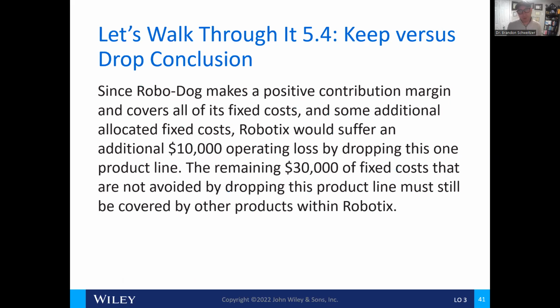So although we're losing money by selling the Robo Dog, we're losing 20,000. It's better than losing 30,000. So in this case, we'll probably keep selling the Robo Dog. In business, of course, we look at other possible options. Reducing the sales price to increase demand. Look at other ways to save on fixed costs, etc.